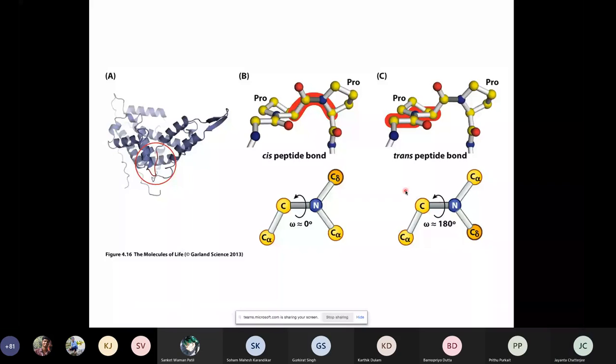Now, can anyone suggest or speculate why proline prefers a cis conformation, meaning why proline can undergo cis-trans isomerism as opposed to other amino acids? Can anyone say why? There is not much difference between the energy of cis and trans because both have C alpha or C beta on both sides.